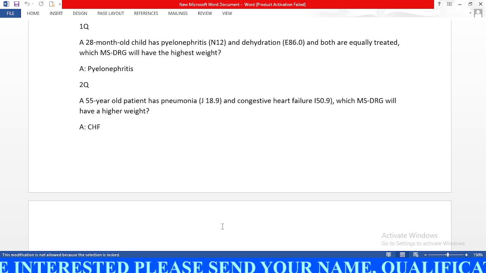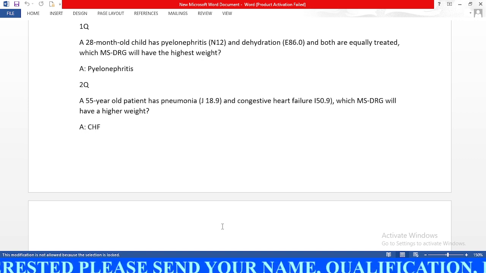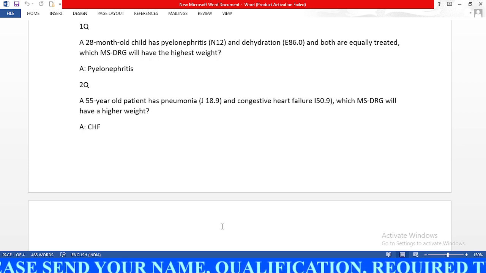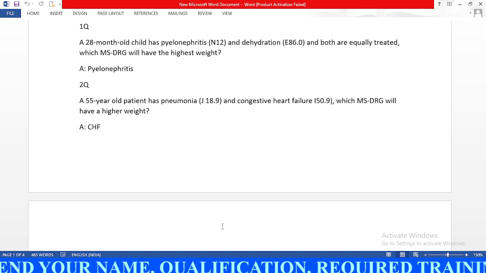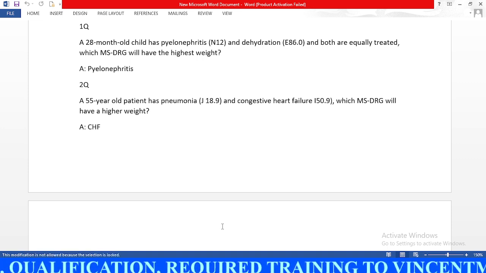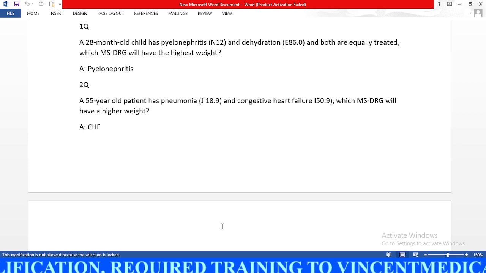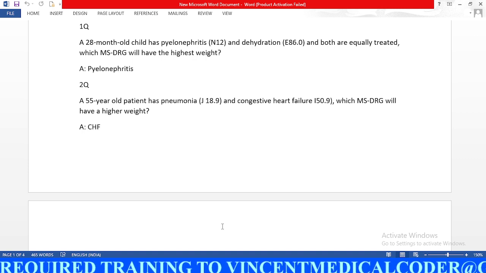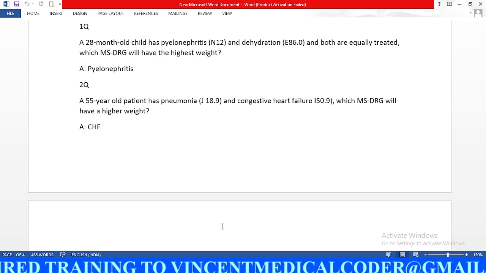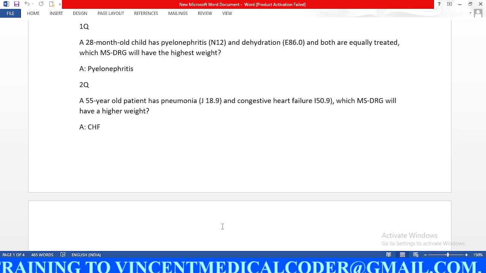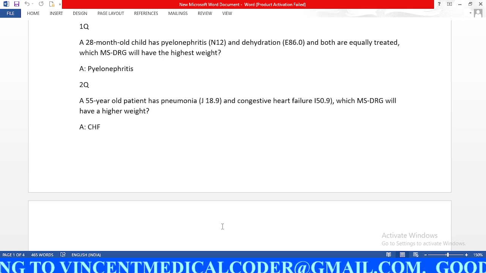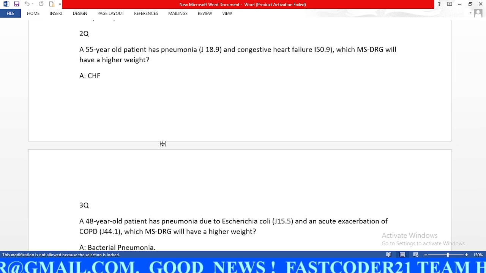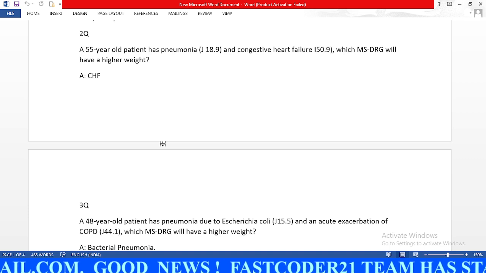So basically here pyelonephritis has the weight of 0.7794 and dehydration has the weight of 0.7051. So in this case, pyelonephritis used as principal results in a higher paying MS-DRG. So basically this is based on our coding guidelines when we have two or more diagnoses that equally meet the definition of principal diagnosis.